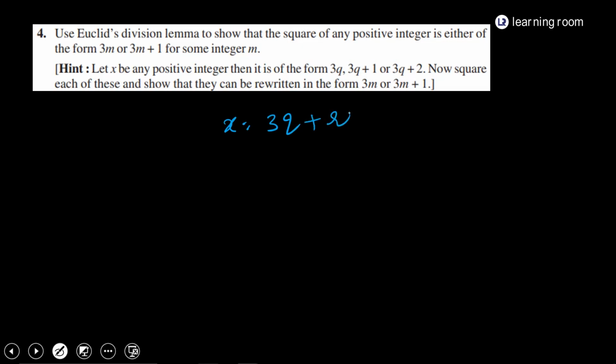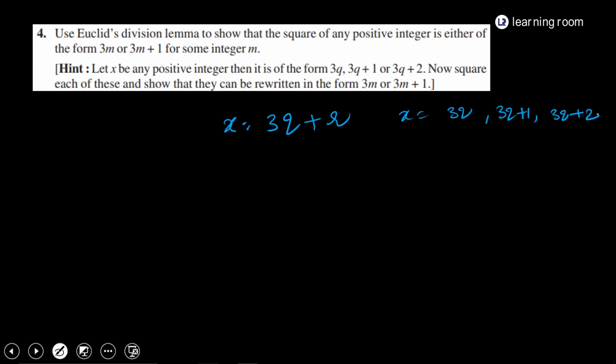Okay. So here r can be 0, 1, 2. So x can be 3q, or 3q plus 1, or 3q plus 2. So you will get 9q square plus 1 plus 6q. So it will be 9q square plus 6q. If we take common factors, we will get 3q brackets 3q plus 2, where 3q plus 2 is n, which is some integer. Right.